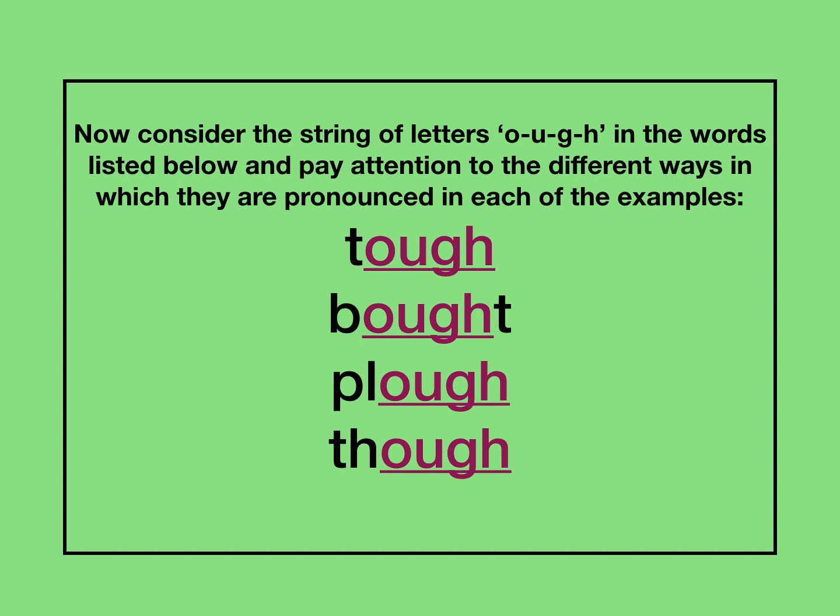Now consider the string of letters O, U, G, H in the words listed below, and pay attention to the different ways in which they are pronounced in each of the examples listed. Tough, boat, plow, though, tough, bought, plow, though.